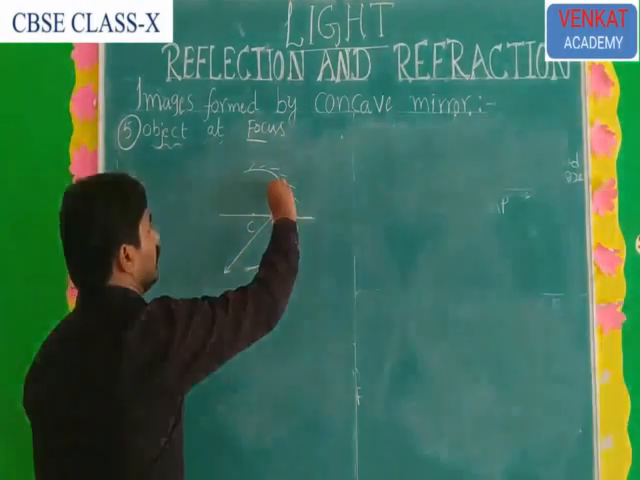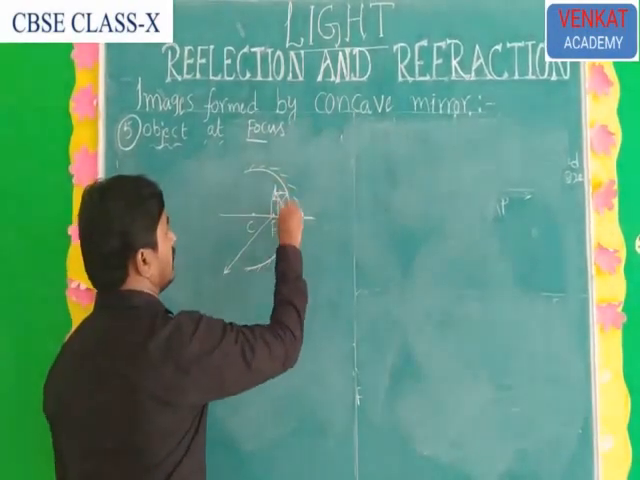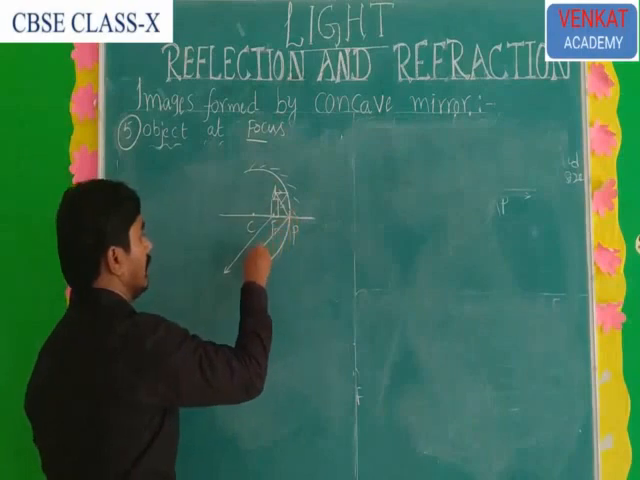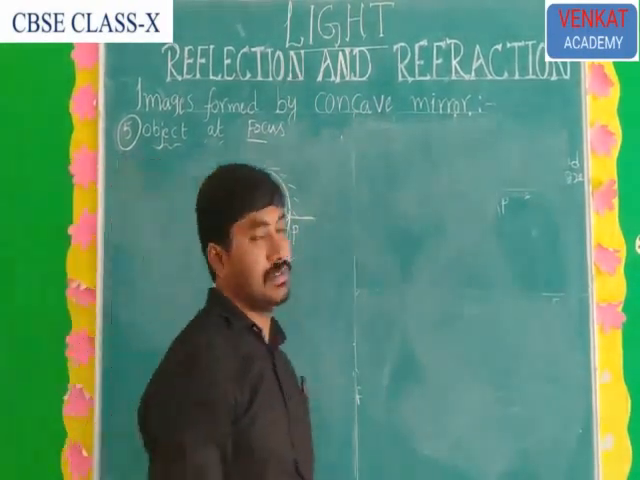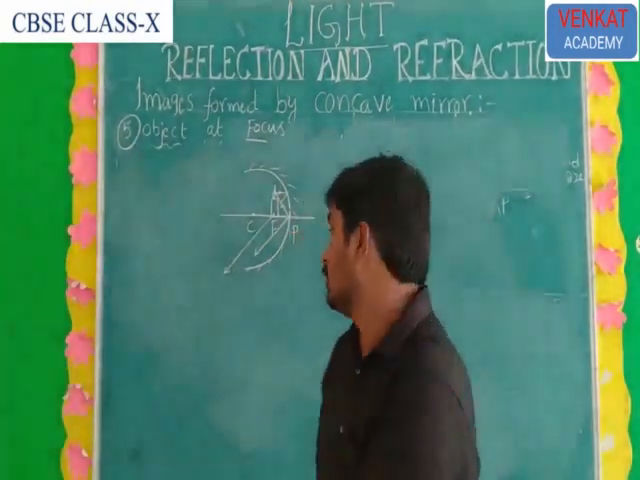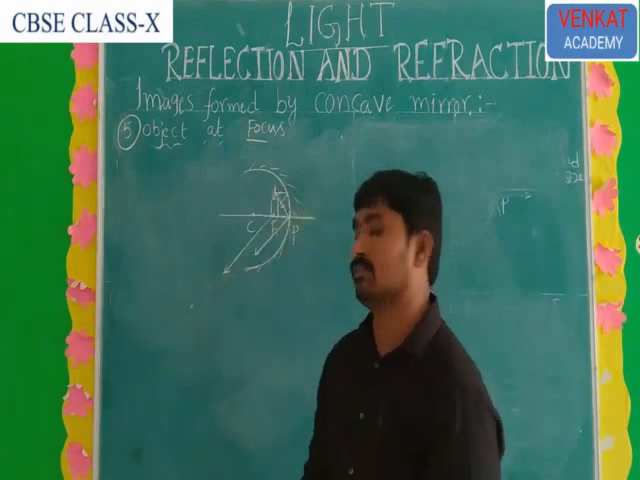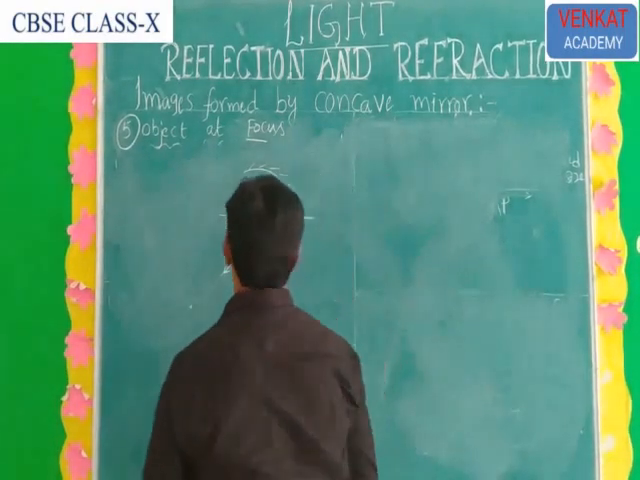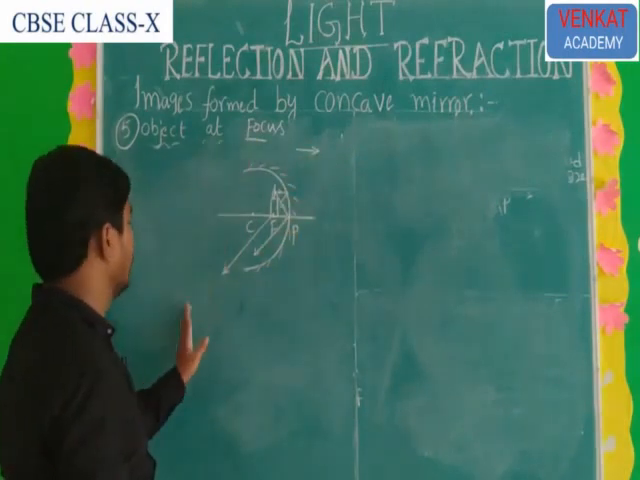One more light ray take through the pole. At what angle do you have to make it incident? The same angle will be reflected. So where will the image be formed? We don't know where it is formed. That image will form at infinity. Means you have to estimate that the light meets at a certain place and the image will be formed. So the object at focus means the image will be formed at infinity.